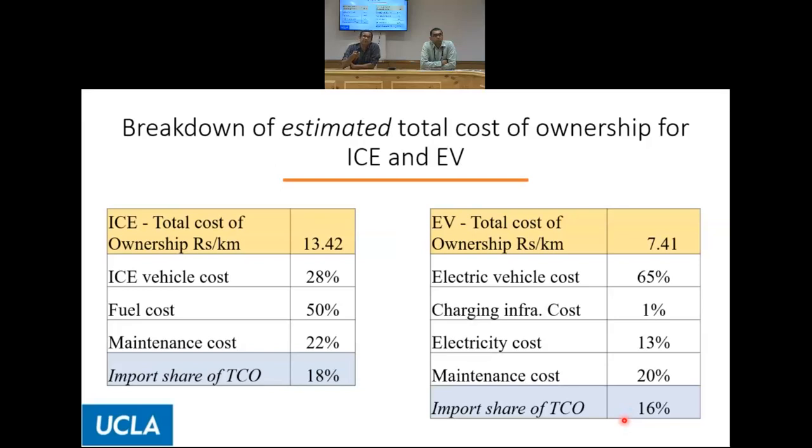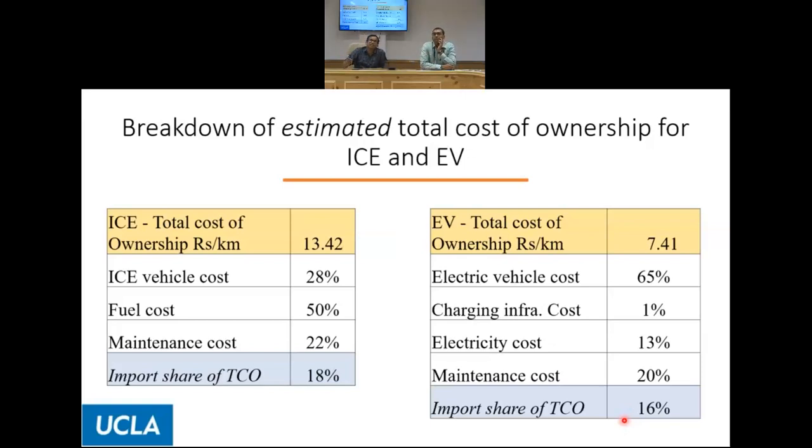Okay, how does it break down the total cost of ownership? It's 13 per kilometer. The petrol car costs 13 rupees and 42 paisa. Out of that, the vehicle is 30%, the fuel is 50%, and the maintenance is 22%. And if you take the petrol price, and in that, you see how much of that is imports, 18% is the share of imports. So if you're doing trade models, you can use that as an import share, 18%. If you now go to the electric vehicle, the total cost of ownership is almost half.